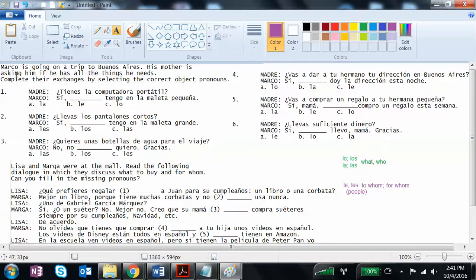Okay? So here, Marco is going on a trip to Buenos Aires. His mother is asking him if he has all the things he needs. Complete their exchanges by selecting the correct object pronouns.